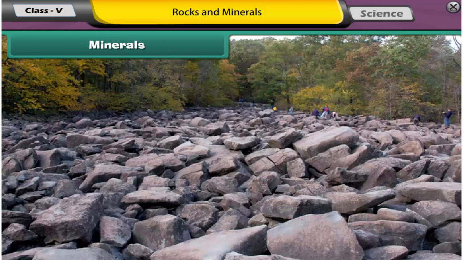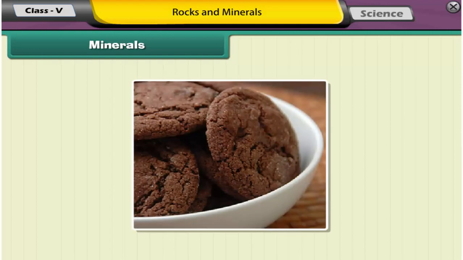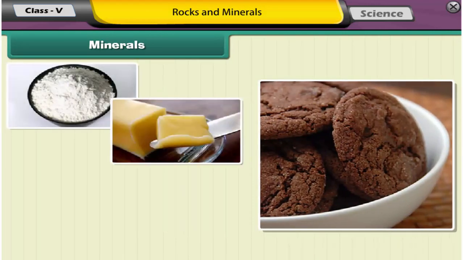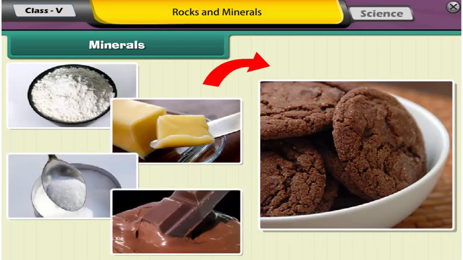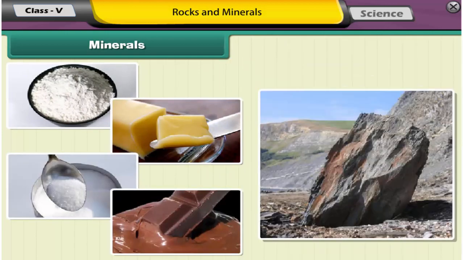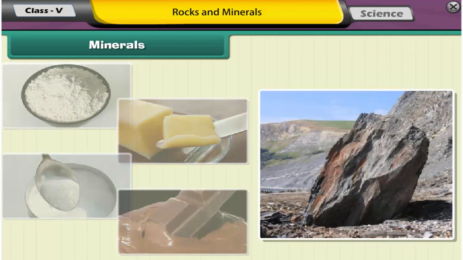Minerals. We have learnt about rocks. All rocks are made of minerals. Wondering what minerals are? Come, let us know. Think of a chocolate cookie as a rock. The cookie is made of flour, butter, sugar, and chocolate. The cookie is like a rock, and the flour, butter, sugar, and chocolate are like minerals.